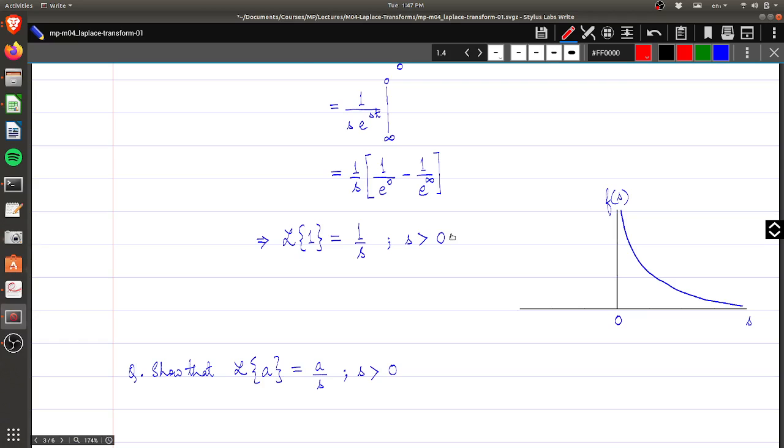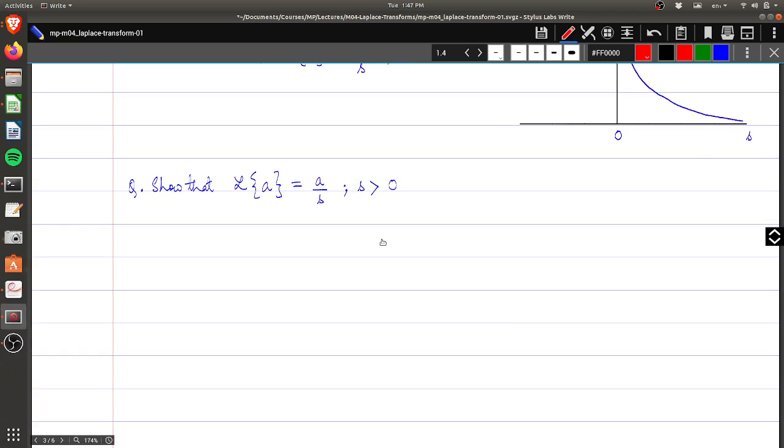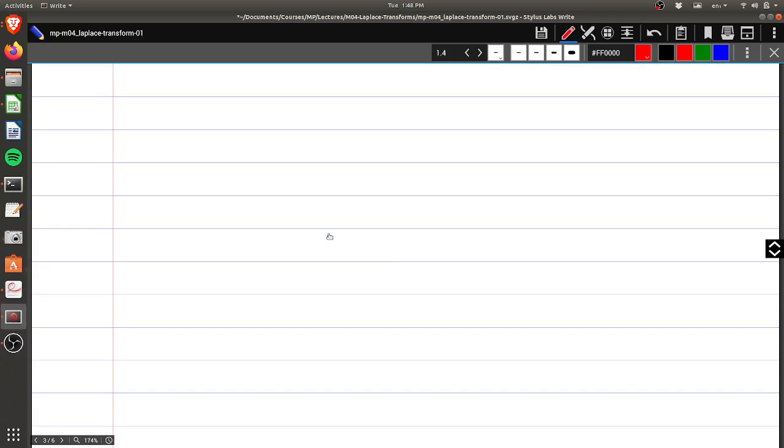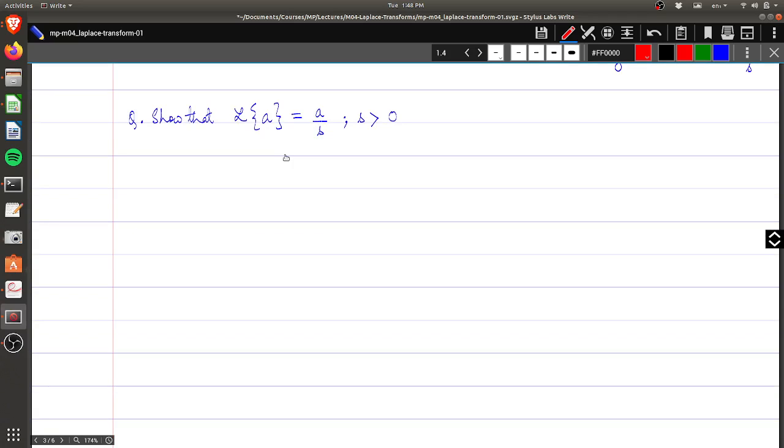I'll leave this to you as homework. Please do this at home. You just have to use the result from the previous one and the linearity property. Using that, you can show that the Laplace transform of some constant a is equal to a by s.